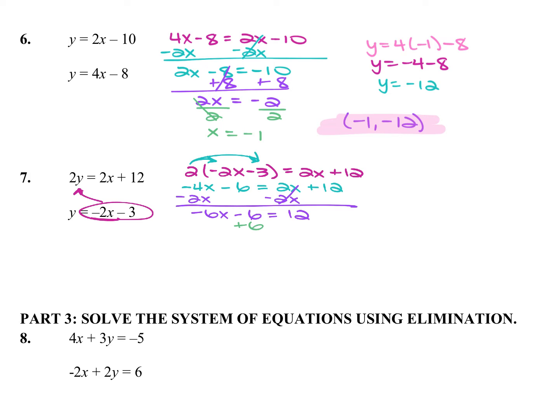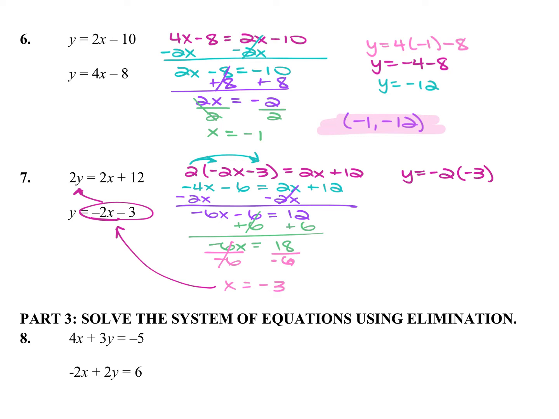Then I'm going to move my 6 over by adding it to both sides. So that's negative 6x is equal to 18. Divide each side by the negative 6. And that gives us that x is negative 3. If we plug that x into the bottom equation, we're going to have y is equal to negative 2 times negative 3 minus 3. That gives us a positive 6 minus 3, which is positive 3. So that's the ordered pair of negative 3, 3.